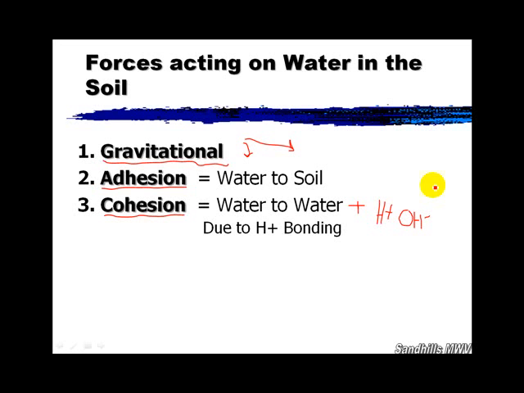But that's a weak bond, and that's a bond that usually the plants can break when they take up water. So plants use this loosely held cohesion water.